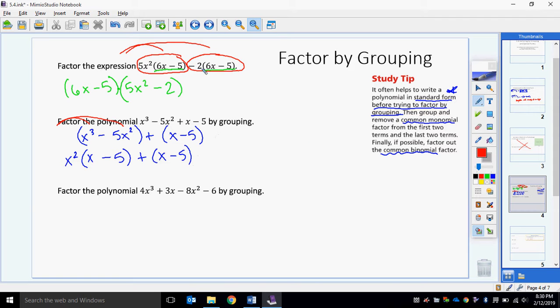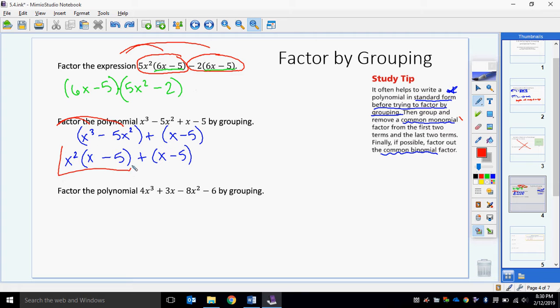Now this starts to look something like problem number 1. Okay, I put them in standard form. I factored out a common monomial. The common monomial was x squared. Now I want to factor out a common binomial. Well, look what's in common. In this term and in this term, I have an x minus 5.